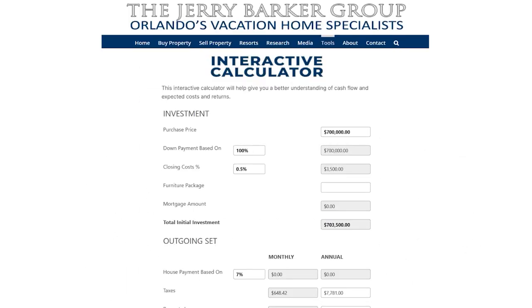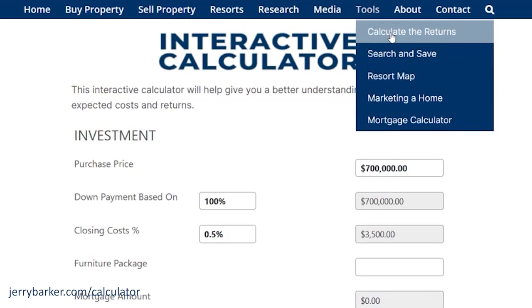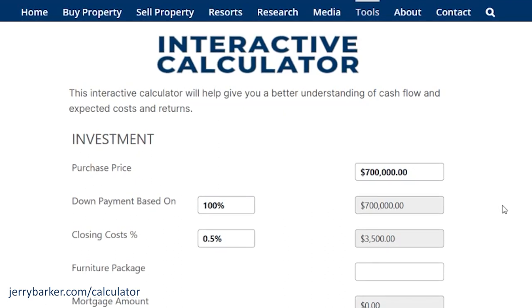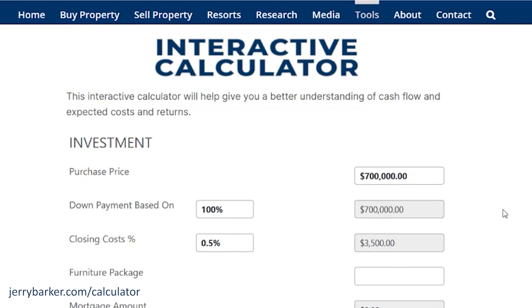So the first thing you're going to need is an interactive short-term rental calculator. You can go to jerrybarker.com and go to the tool drop-down menu and click on calculate the returns if you want to use ours, and you will come to our interactive calculator, and this has everything on it you'll require to do short-term rental property.